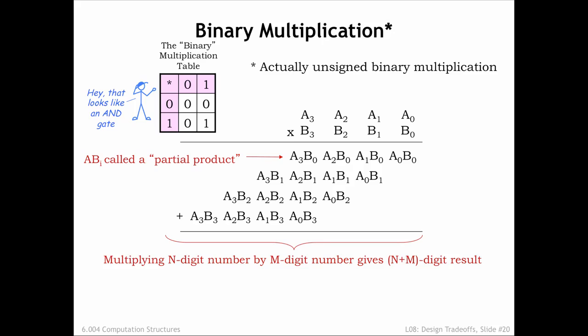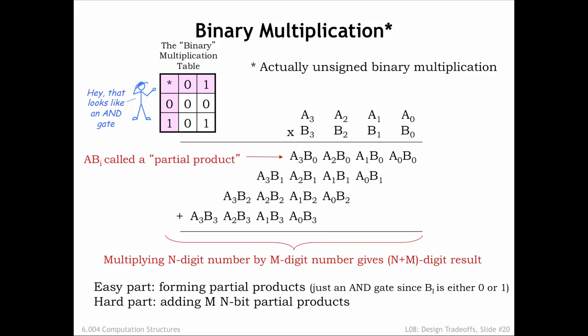The partial products are n bits wide since there are no carries. If the multiplier has m bits, there will be m partial products. And when we add the partial products together, we'll get an n plus m bit result if we account for the possible carry-out from the high order bit. The easy part of the multiplication is forming the partial products. It just requires some AND gates. The more expensive operation is adding together the m n-bit partial products.